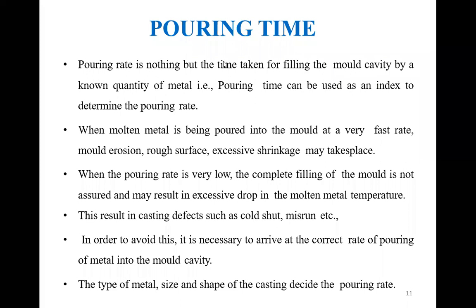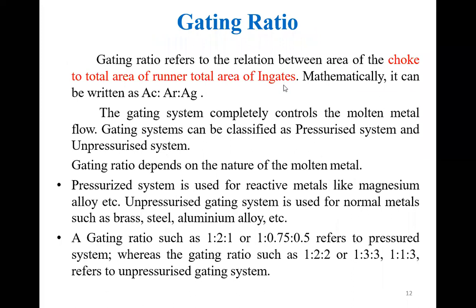The gating ratio is designed by three parts: a choke area, a runner area, and an in-gate area. Under the gating ratio, it is explained in two types: one is the pressurized system, the second is the unpressurized system. The pressurized system is used for magnesium alloys, which are reactive metals, whereas unpressurized gating is used for brass, steel, and aluminium.